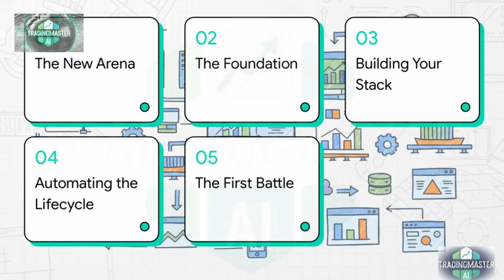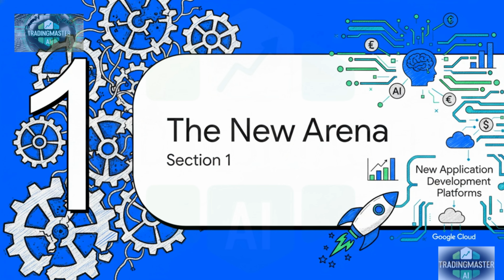To see how this all comes together, we're going to follow a pretty clear 5-step journey. First, we'll define what makes this new arena so different. Then we'll lay its crucial foundation. From there, we'll build our modern tech stack, automate its entire life cycle, and then finally prepare it for its very first battle.